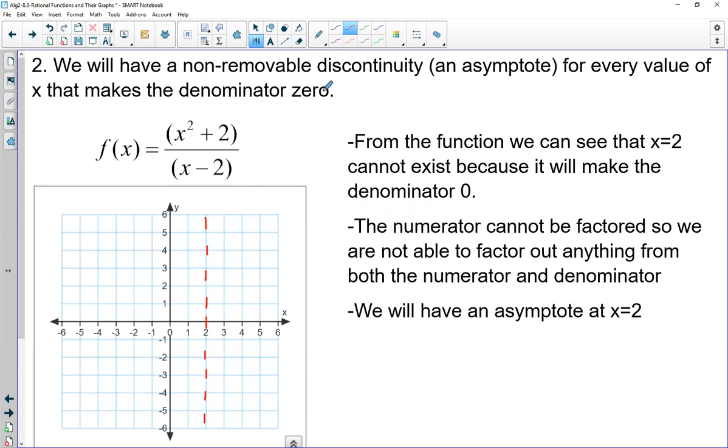So that's what we're going to get with this non-removable discontinuity. In this case, we're going to end up having a function that looks something like this, where we're going to have a value that comes down here, and it's going to approach that asymptote, and then we're going to have something that goes towards that direction and curls up this way. So this is going to be what this rational function will look like. The most important part, though, and what I'm trying to get at here, is that there will be a non-removable discontinuity. There will be an asymptote at the line x is equal to 2.